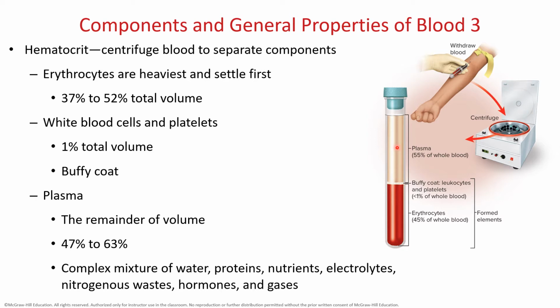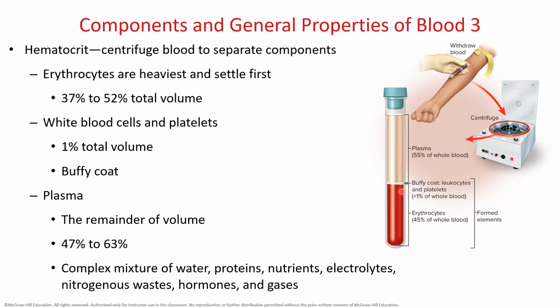This allows us to separate the different components of the blood. So you'll be able to see the erythrocytes are on the bottom here because they're the heaviest. So everything, all the heaviest elements go down here. So you have your erythrocytes right there, and it's about 37 to 52% of the total volume.